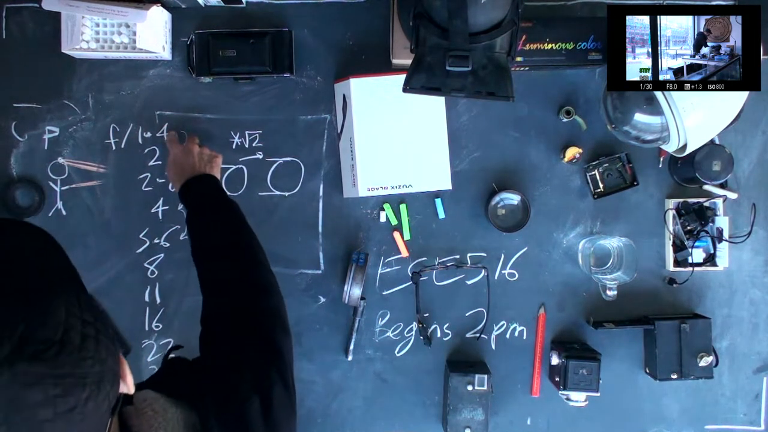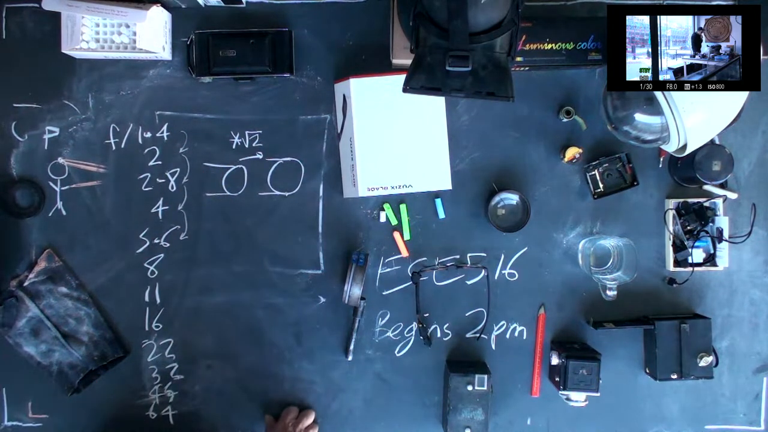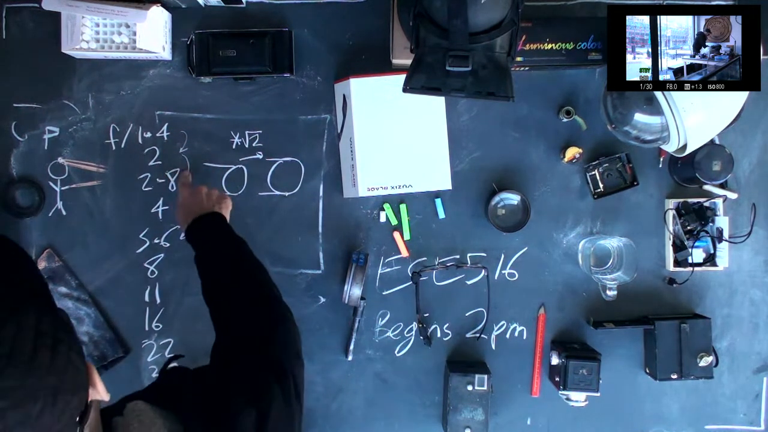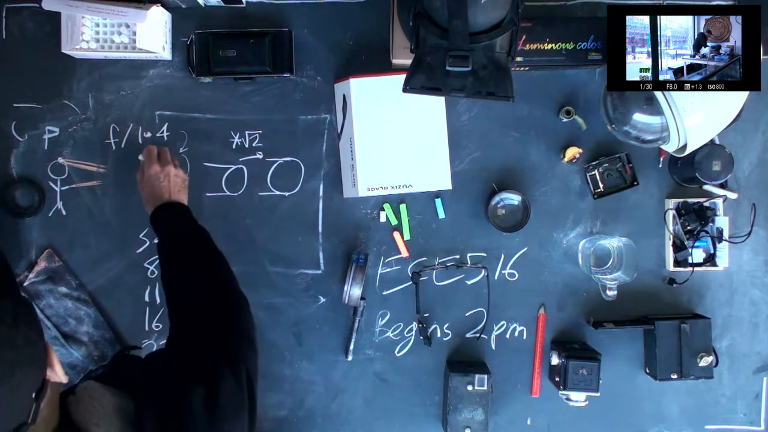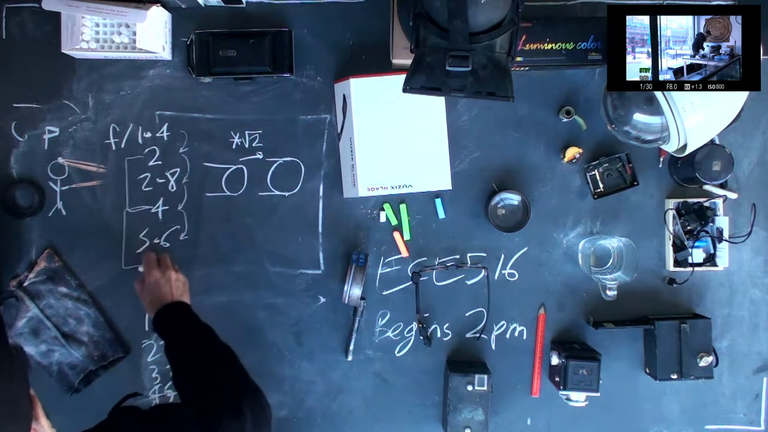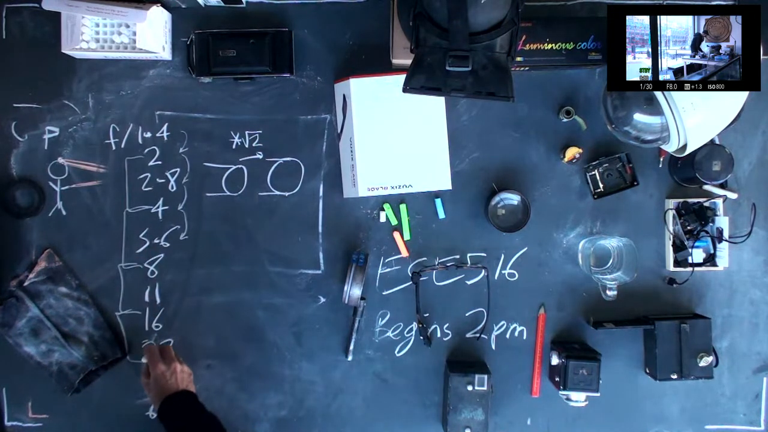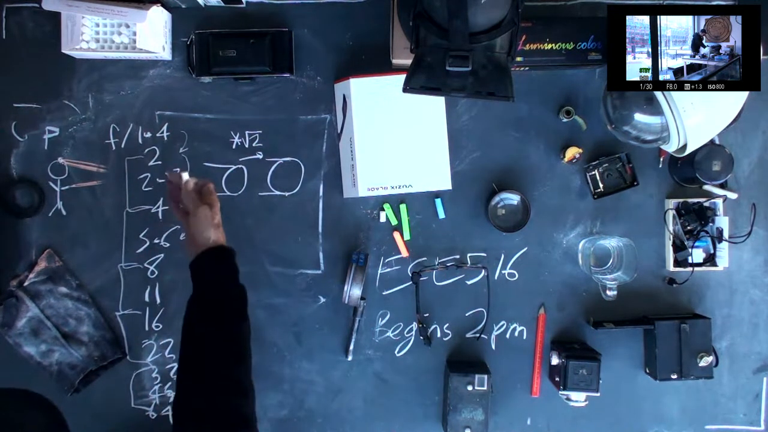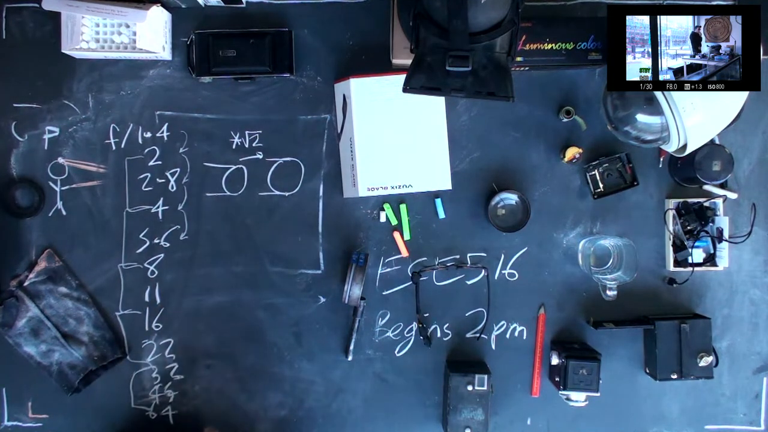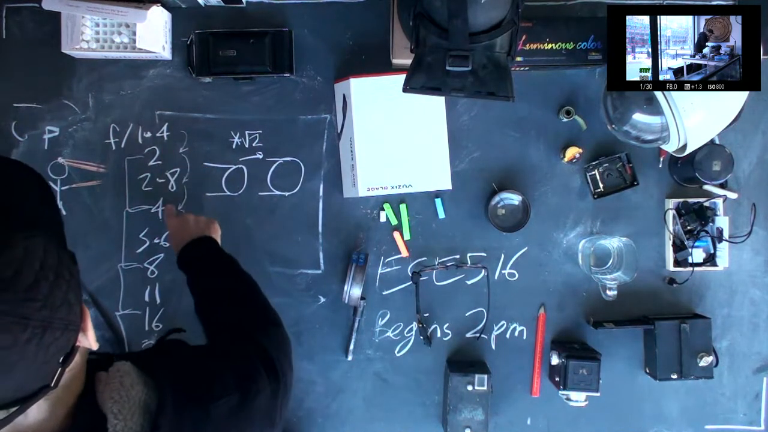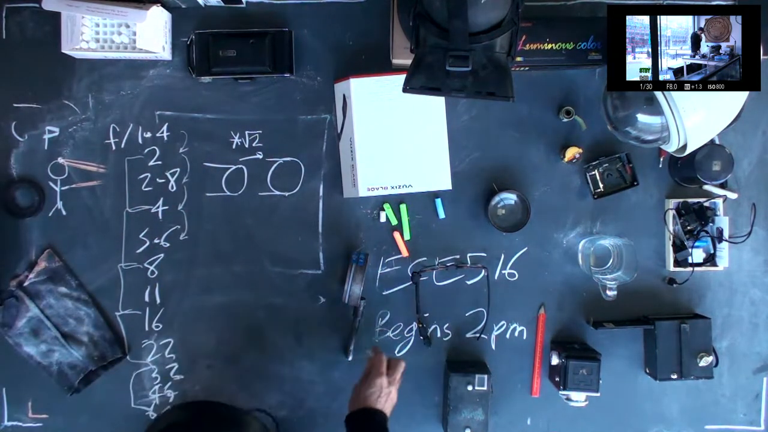So if you're at f1.4 and you close down to f2, you get half the light. If you close down to 2.8, you get half of that. 4, you get half of that again. So you notice these are doubling: 2, 4, 8, 16, 32, and 64. If you skip two f-stops, if you close the camera two f-stops, you've cut the light to a quarter. When you cut the diameter in half, the light is a quarter of what it was before.